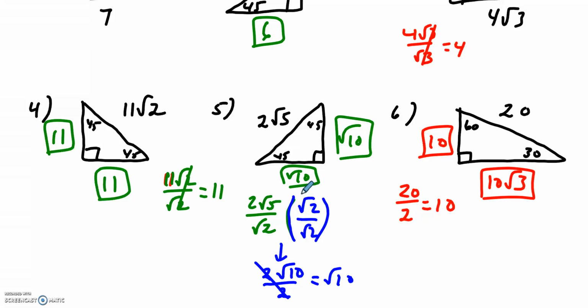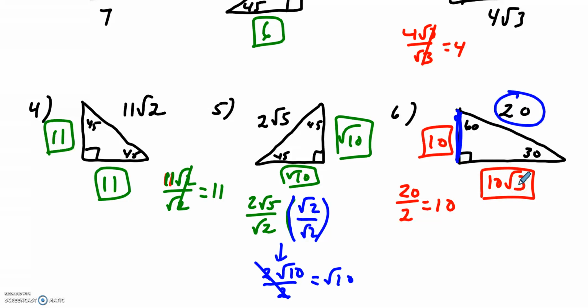Number 6, I was back to the 30, 60, 90 triangle. This time I was given my hypotenuse of 20. And the best next thing to find would be your shortest leg here. And so I took my hypotenuse and divided it by 2 to get 10. And then once I got 10, I knew that my longer leg was root 3 larger. So this was 10 root 3.